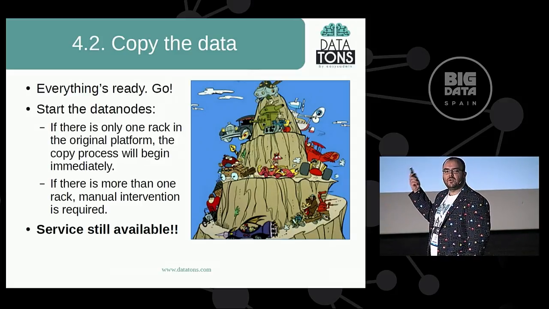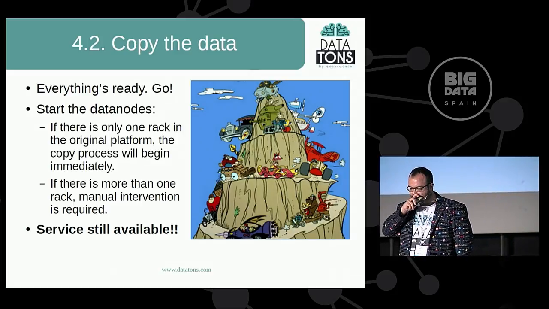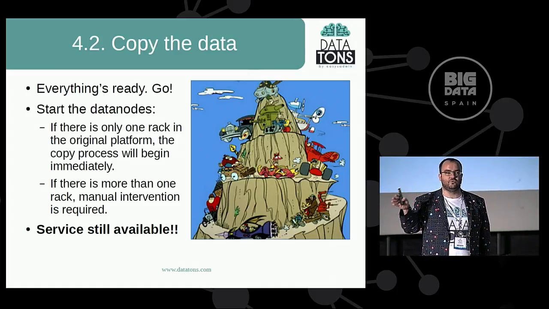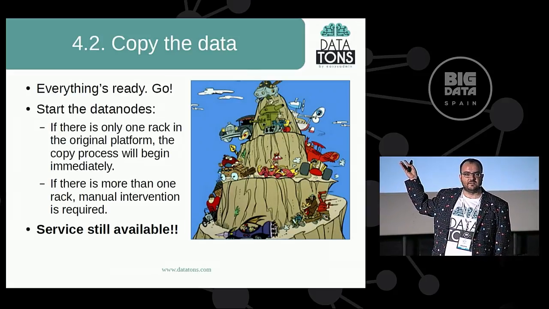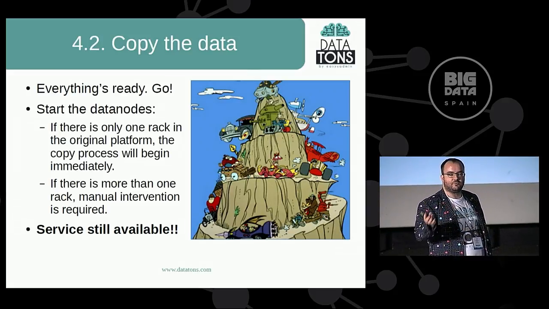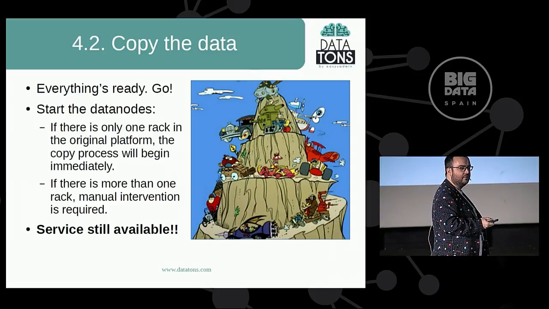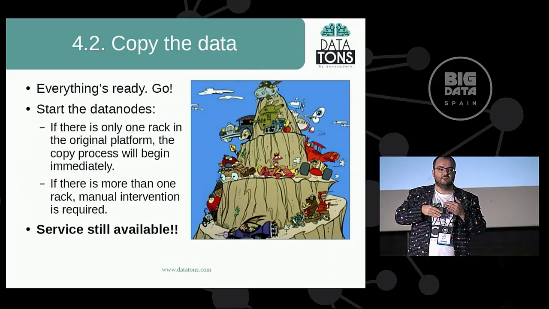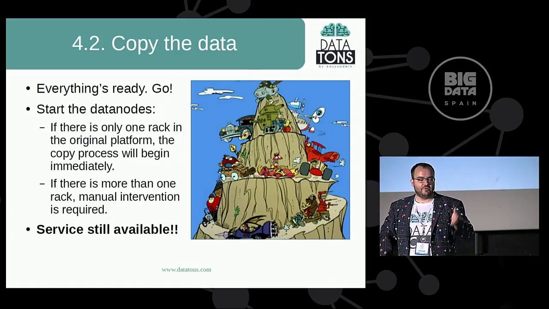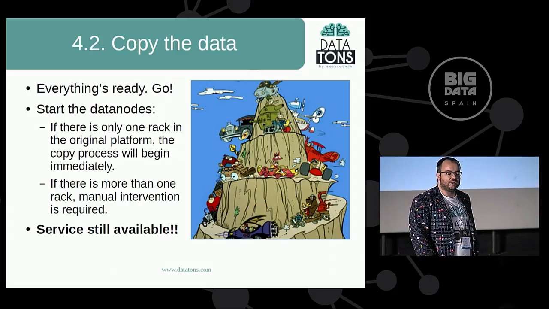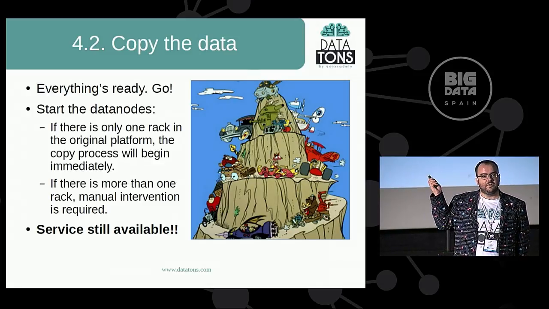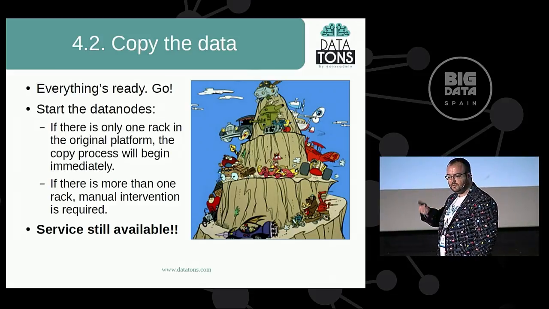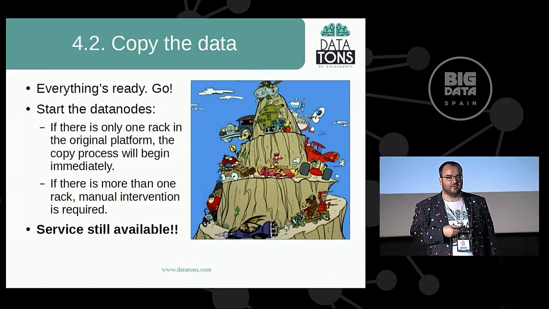If you have more than one rack in your original platform, for whatever reason, okay, you need to do some changes there. You either need to move them to one rack, and then we can proceed like step one, or you need to do something else, like temporarily increasing the replication factor, something like that, okay? Basically it will be patching to get to point one, okay? So for whatever reason, we want to, as soon as we start data nodes, begin copying, okay? When we do this, the service will still be available, okay? So you will still be able to submit new tables, ingest data, do reporting.